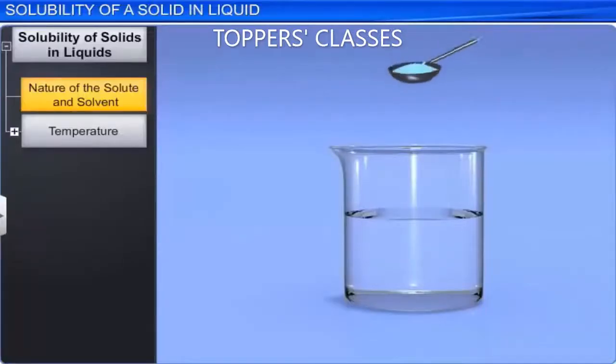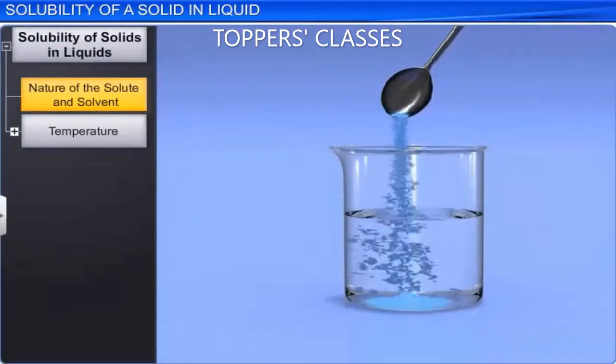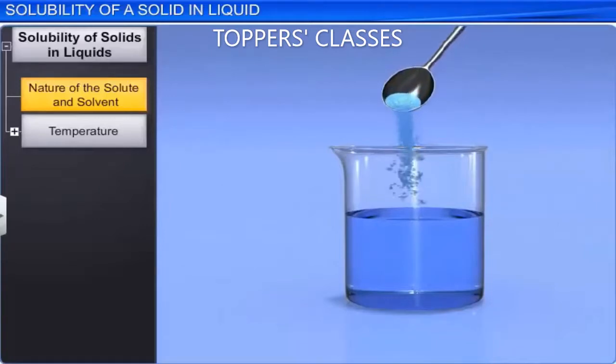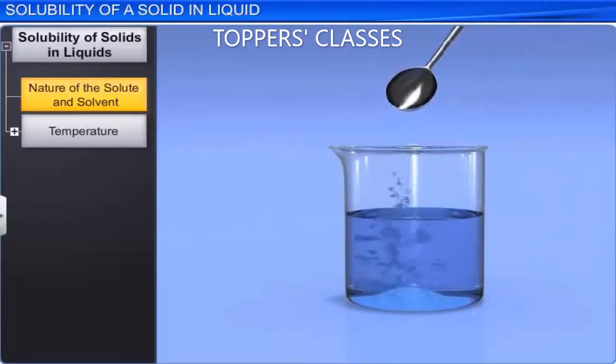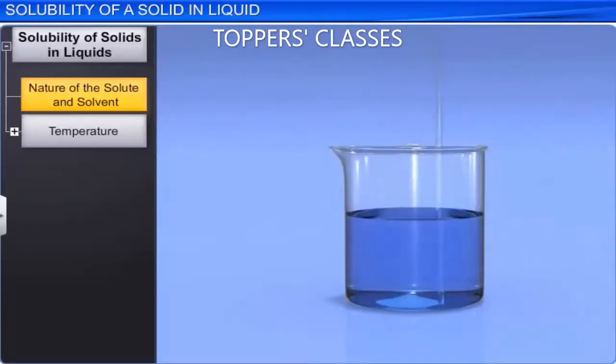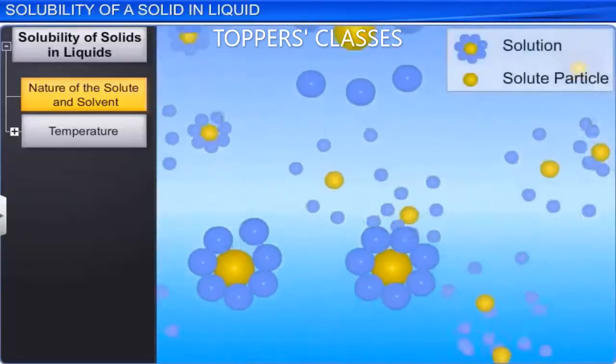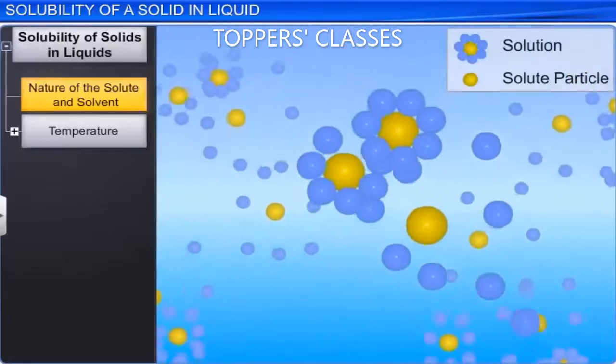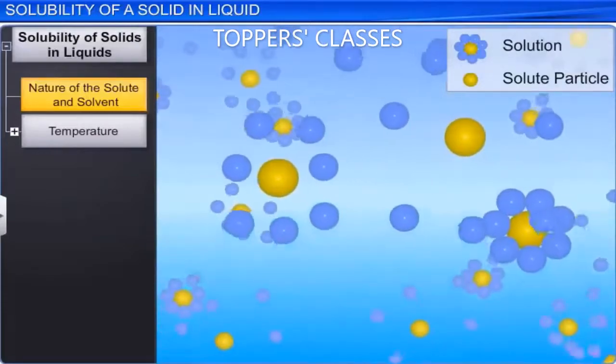When a solid solute is added to a solvent, its concentration in the solution increases. This process is known as dissolution. If you continue to add the solute, there will come a stage when no more of the solute can be dissolved in the solvent at a given temperature. A state of dynamic equilibrium is reached between the solute particles going into the solution and the solute particles separating out.